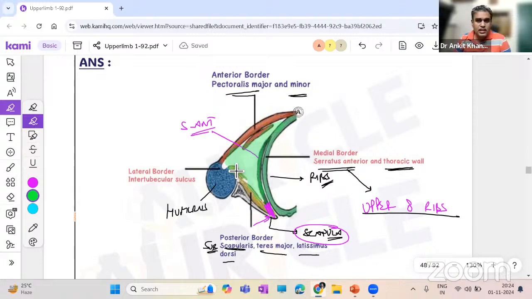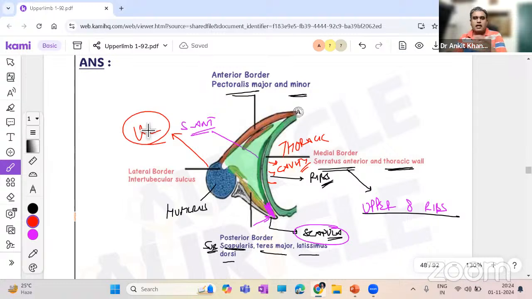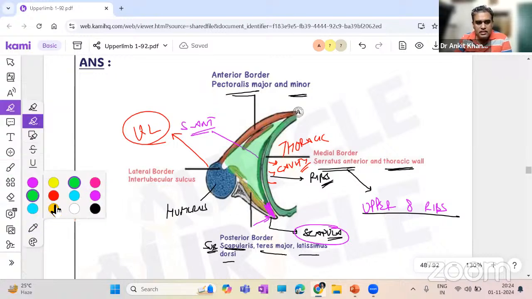Is it inside the thorax? No, it is outside the thorax. And where would the thorax be? This is your thoracic cavity, more medial to the ribs. It is inside the ribs. These are the ribs over here. And where is the upper limb? The upper limb is actually moving all around. This is the region of the upper limb. The region between them is the axilla. So in this, we can understand a few things, like the walls. The anterior wall or anterior border is formed by pectoralis major and pectoralis minor.